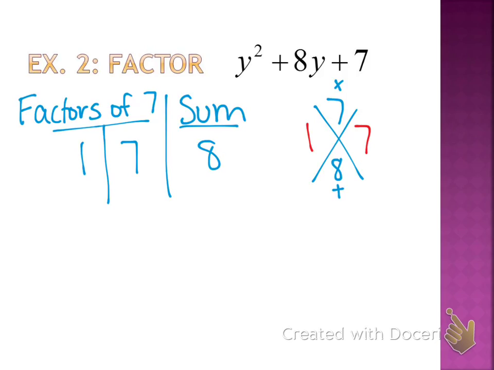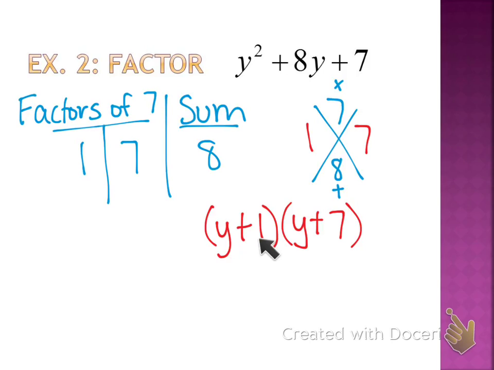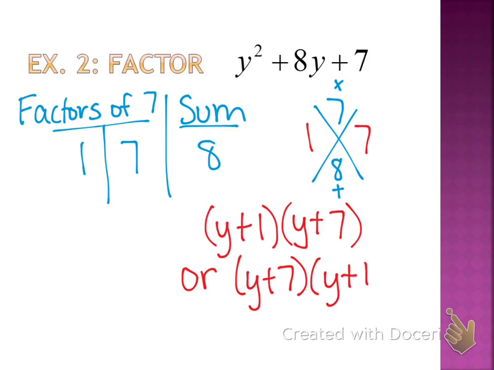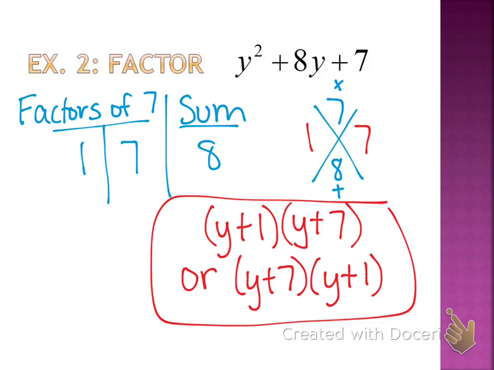Then my answer, I don't have an answer up there yet. It should be written how? Beautiful. Use parentheses to show your multiplication. y plus 1, y plus 7. Now, it does not matter to me if you wanted to put y plus 7 first and then y plus 1 in the back. That is also acceptable. You could write it y plus 7 times y plus 1. Multiplication is commutative. It means the same thing.